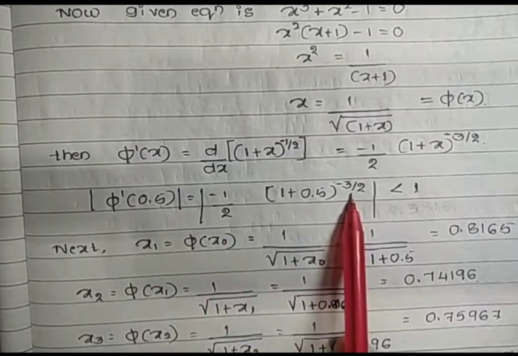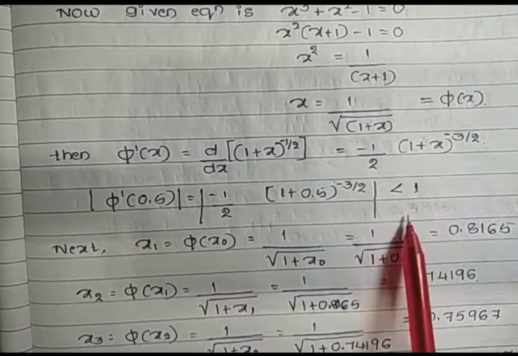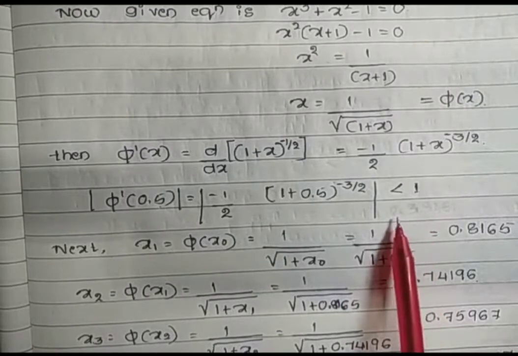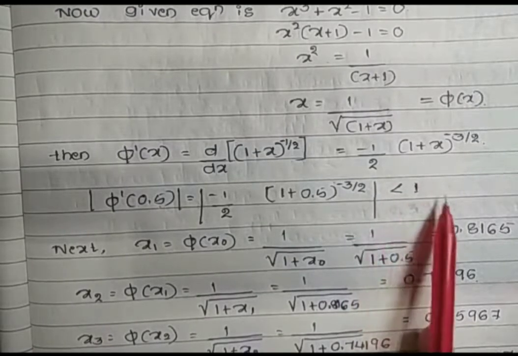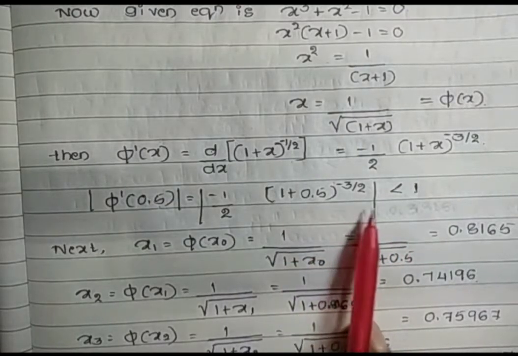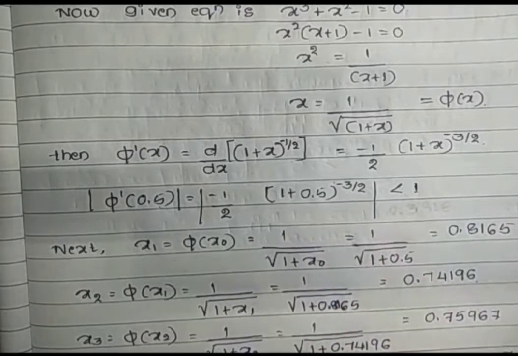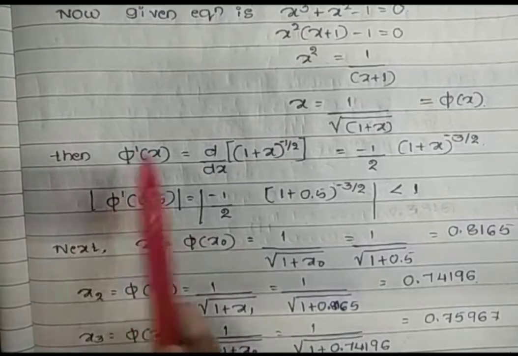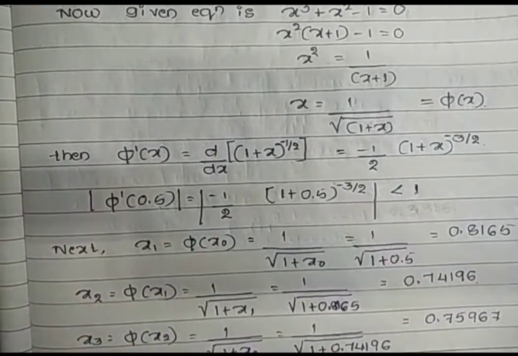Substitute, simplify. Here we will get something like 0.272, sorry, 0.272 something as the answer, which is less than 1. See, phi dash of x is less than 1. It means the root converges. Based on that, we need to consider further simplification.